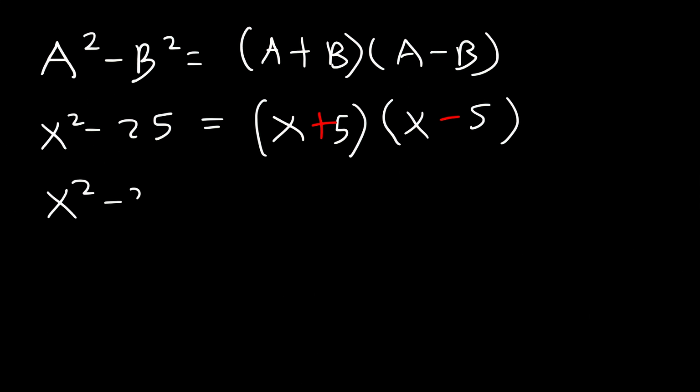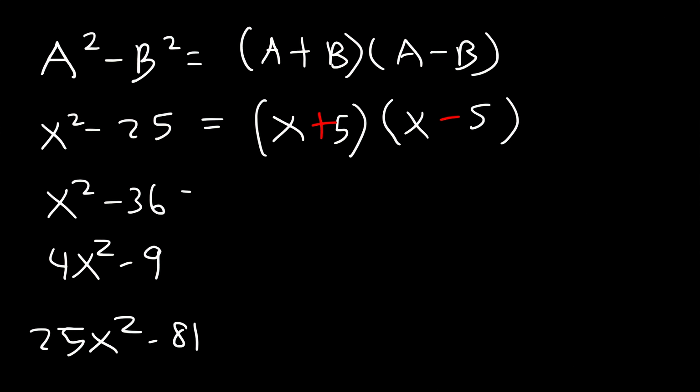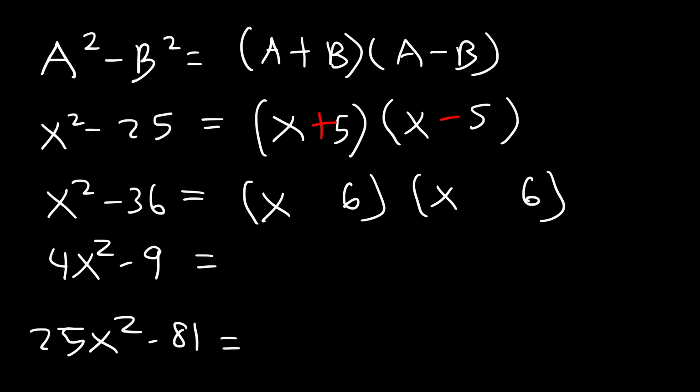X squared minus 36, and 4x squared minus 9, and 25x squared minus 81. So feel free to pause the video as you work on these. The square root of x squared is x. The square root of 36 is 6. And one of them is going to be positive, and the other will be negative. And that's all you got to do.